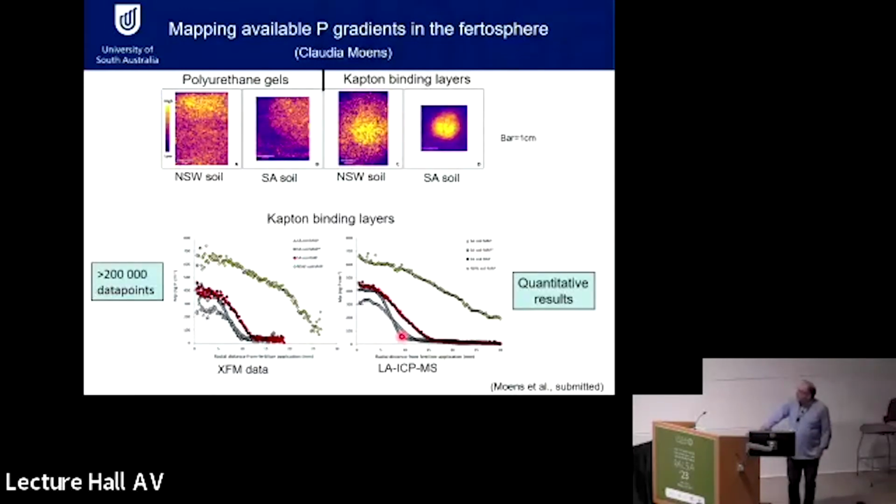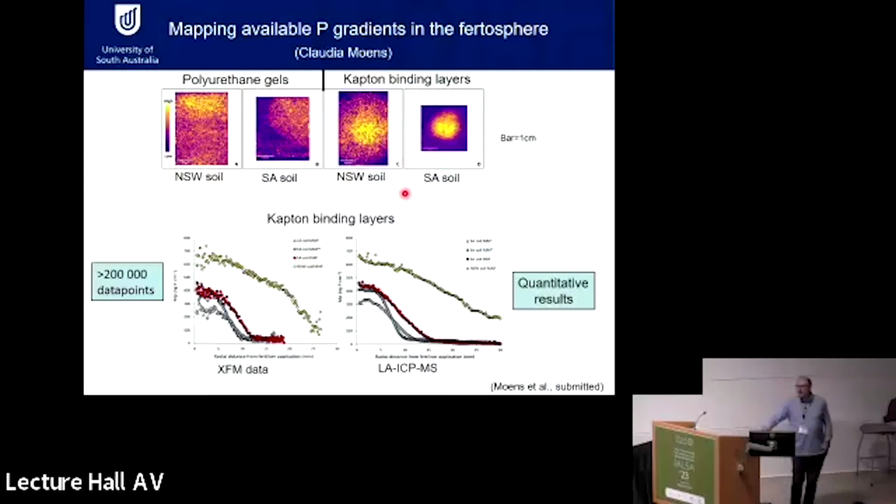So here on the left is what you get in terms of the distribution of phosphorus from polyurethane gels, which is the traditional way, or the most advanced way, to do DGT. And you can see that we apply a phosphorus fertilizer in the center. And what you expect is something like this, the diffusion from the phosphorus fertilizer granule into the soil. With the polyurethane gels, what you get is an artifact. It's an artifact of the deposition of the binding layer at different levels through the thickness of the gel. So with the Kapton system, now we have the diffusion pattern that we expect.